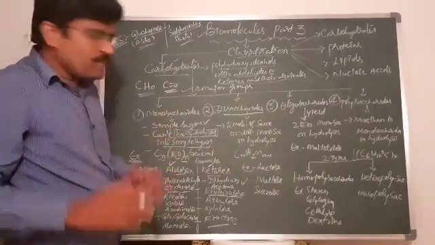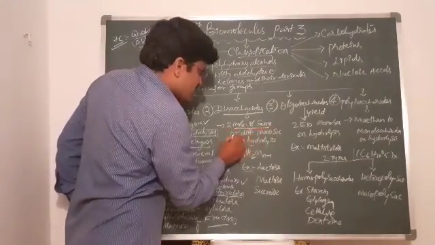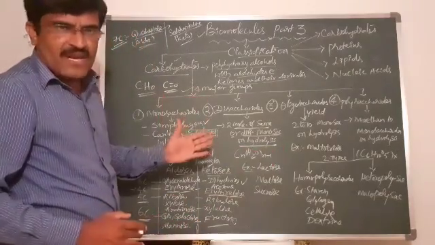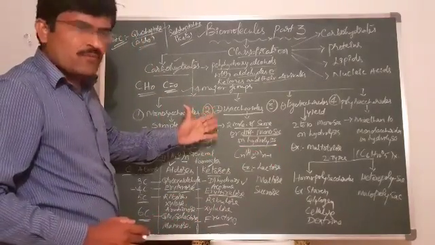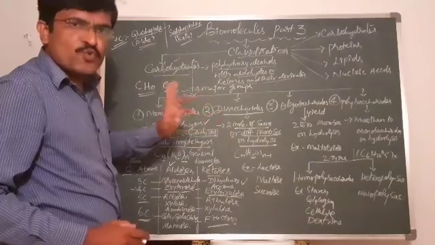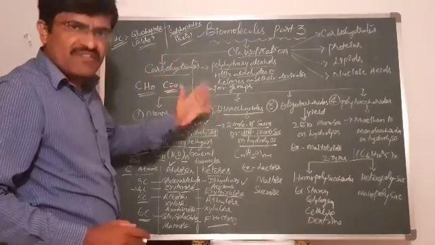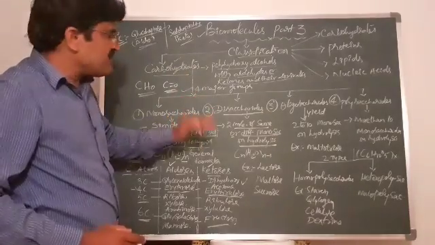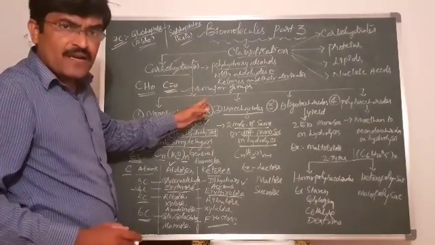Di means 2. So 2 molecules of the same or different monosaccharides are formed after hydrolysis. At the time of bond breaking, if you add water molecules, it will split into 2 simple sugars, either of the same kind or different. It does not matter, but a minimum of 2 saccharides are released. That's why we call them disaccharides.